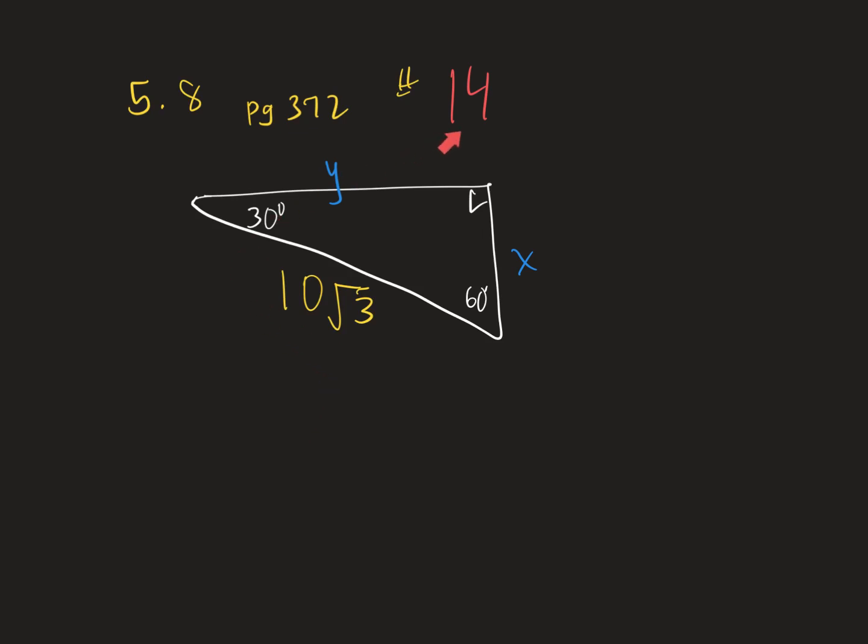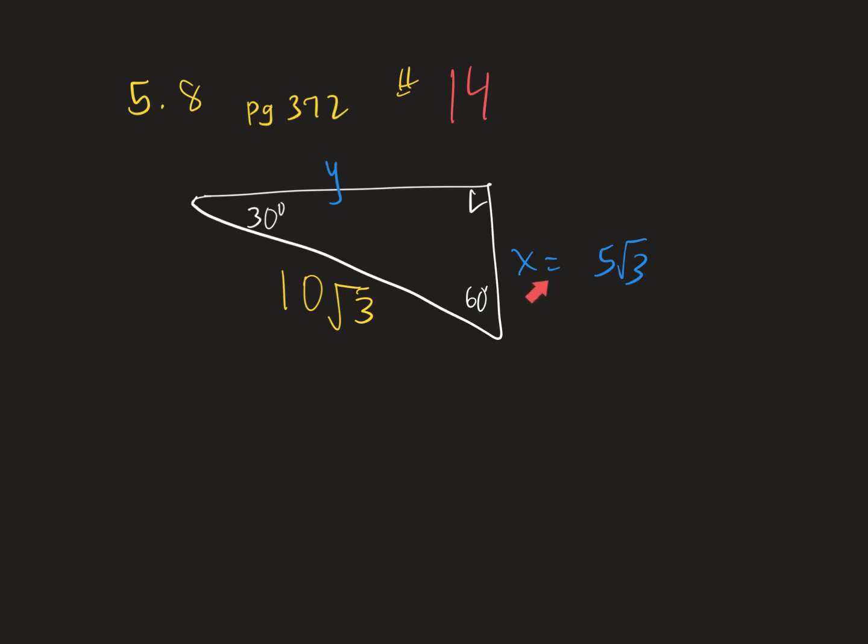So the question was about number 14. Remember in a 30, 60, 90, to get from the hypotenuse to the short leg, you take half. From the short leg to the hypotenuse, you double it. So if we take half of the hypotenuse, the short leg x will be just 5 root 3.